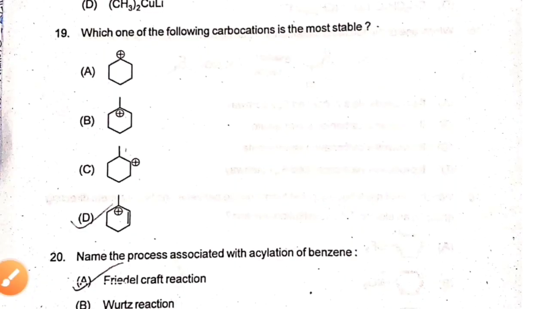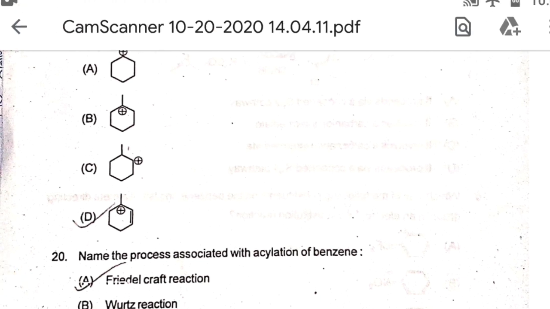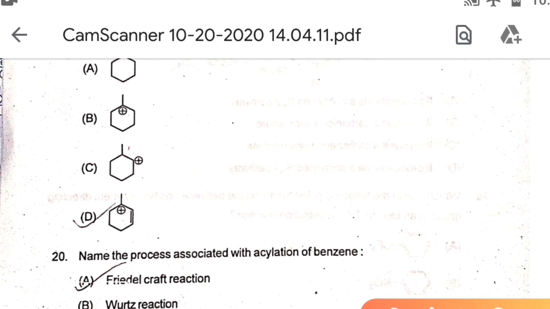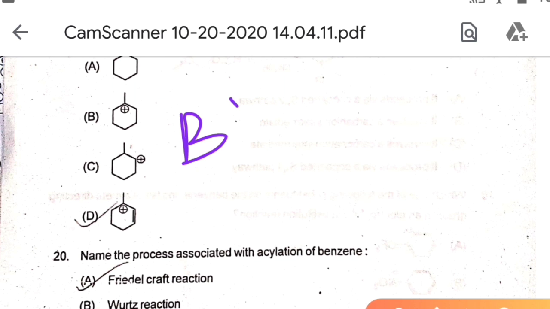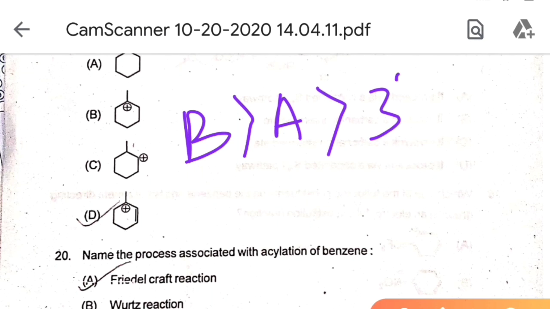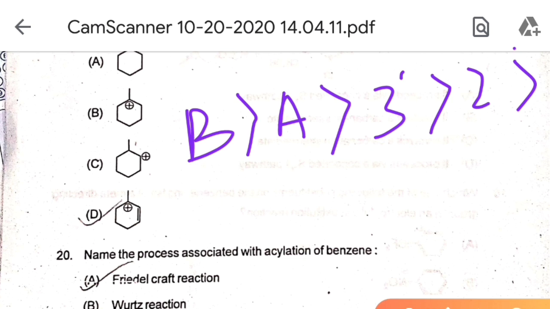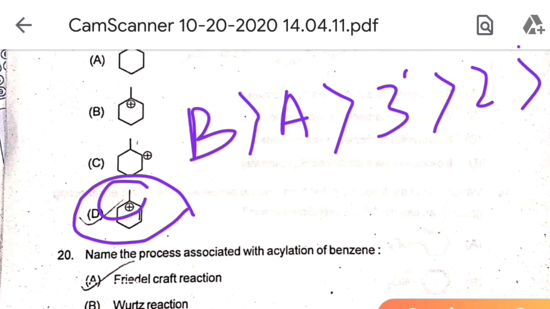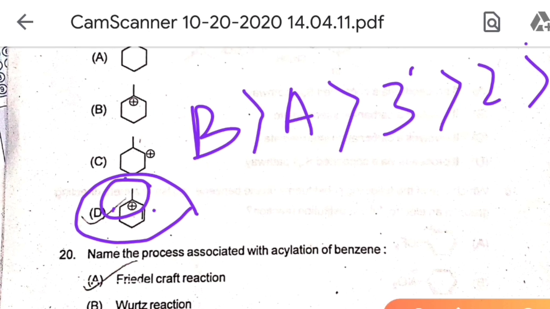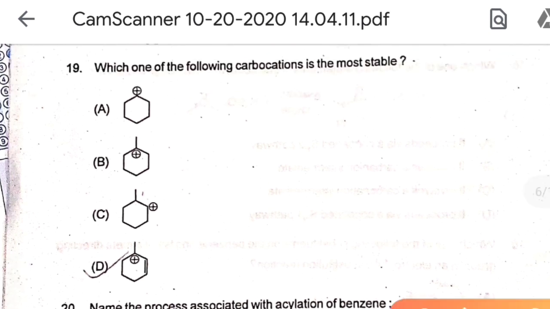So our next question, question number 19. Which one of the following carbocations is more stable? So you know the stability of carbocations. This will be first your benzyl, then your allylic carbocation, then your 3 degree, then 2 degree, then 1 degree. So here in option D, this is your 3 degree carbocation as well as allylic carbocation, because see, there are 3 alkyl groups attached to this carbon. So this will be more stable. For question number 19, the correct answer is D.